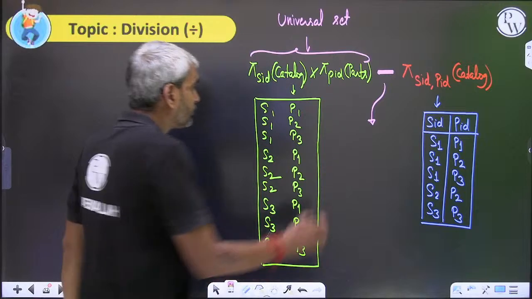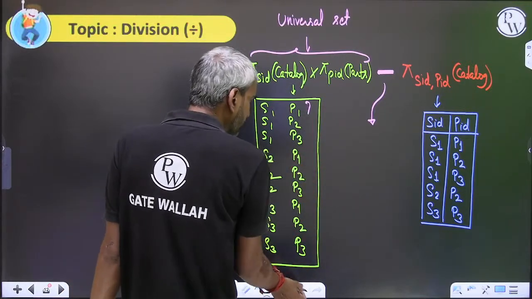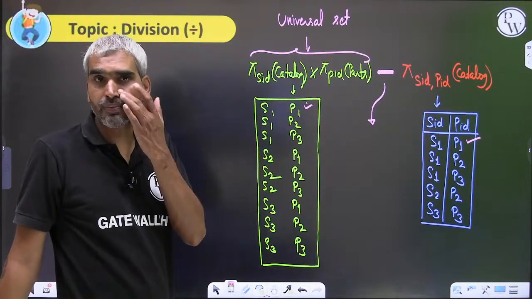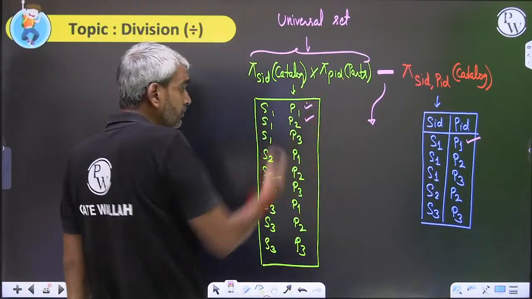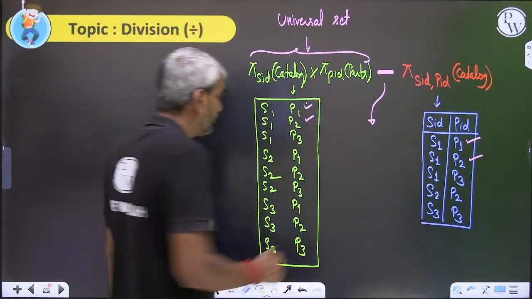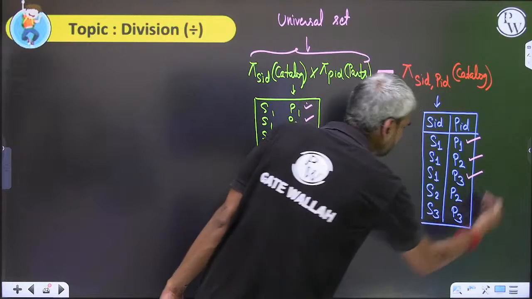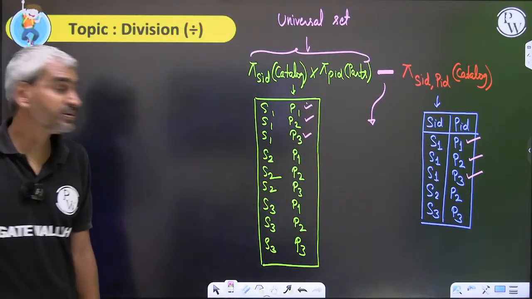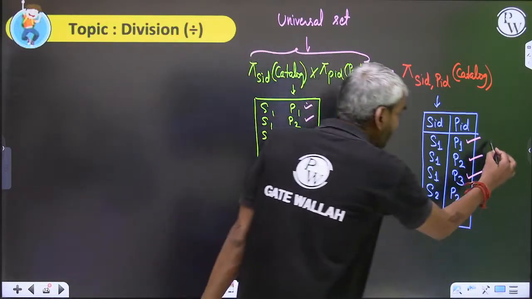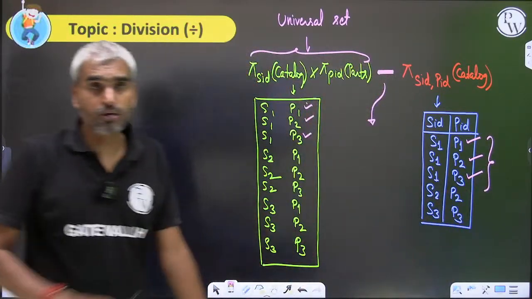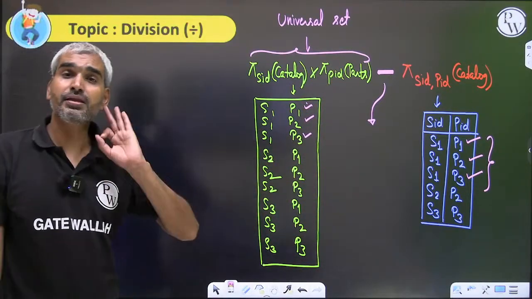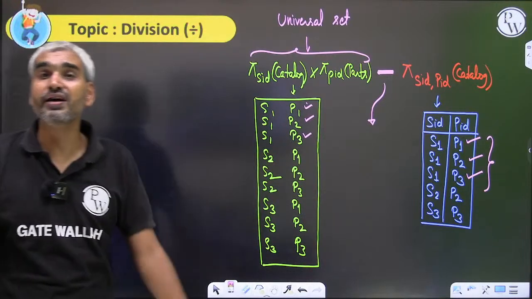Yes or no? You can actually see S1 is associated with P1. Here also S1 is associated with P1. Therefore, after subtraction, S1 P1 will not be available. S1 is associated with P2 in both, so S1 P2 will not be available. S1 is associated with P3 in both, so S1 P3 will not be available. So if there is any supplier who has supplied every part of the part table, then after that subtraction, the information of that particular supplier will vanish.